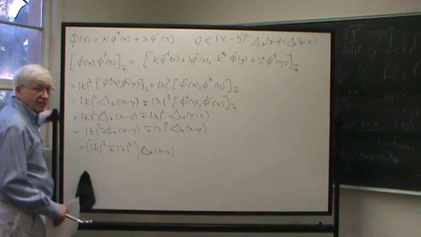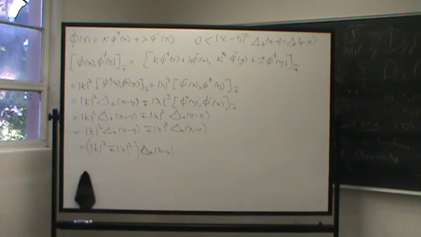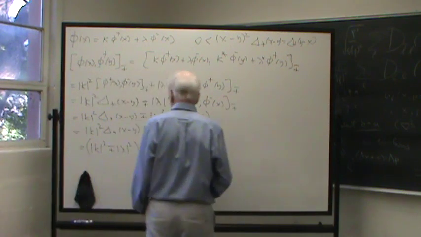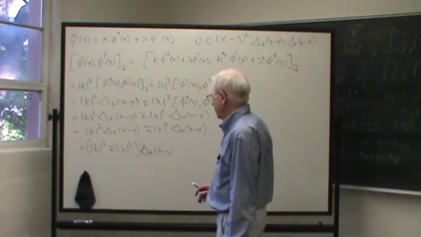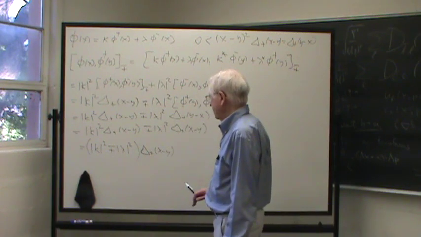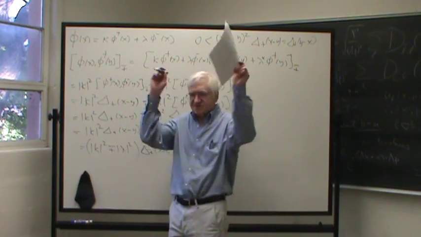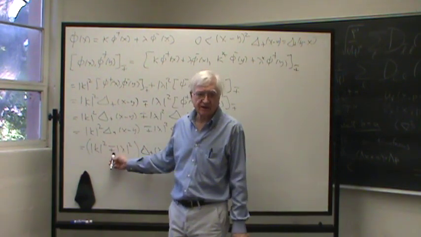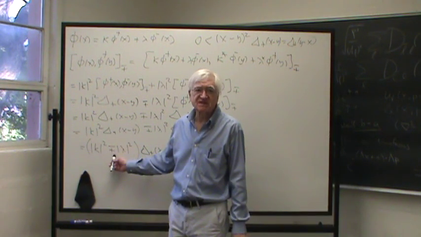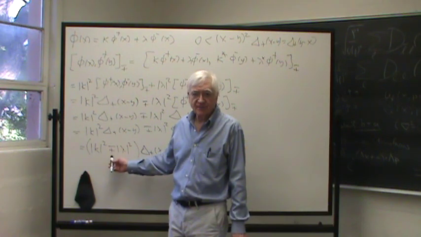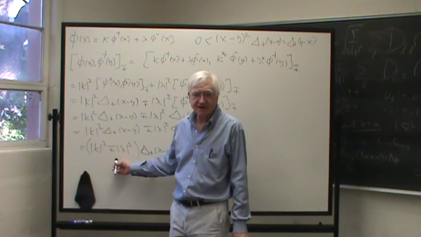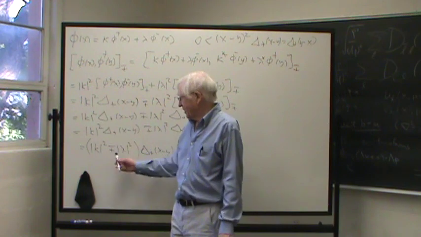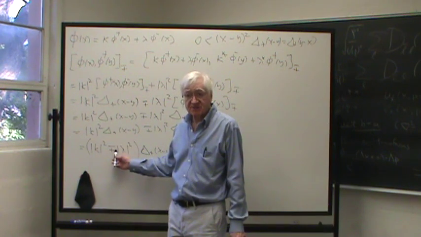Okay. What if it's the plus one? What if it's the anti-commutator? Then you can't make it zero. Brilliant point. In other words, if we had a plus sign here and we're dealing with anti-commutators, we'd be stuck. So you need the commutator.